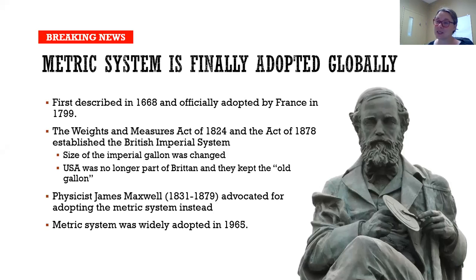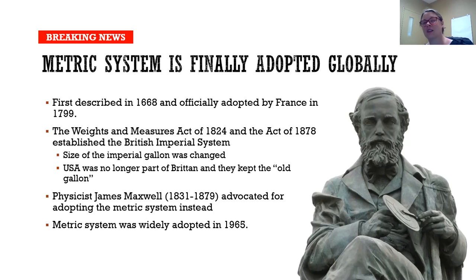Now, the metric system was first described in the 1600s. Surprisingly, it took a very long time for it to be adopted globally, and part of that was people were very used to using the imperial system, and education wasn't widely available, so it was difficult to teach people a new measurement system. I would argue that there are still parts of the world where we have difficulty teaching a new measurement system. So in 1668, they first described the metric system, and in 1799, France said it's our official measurement. So they were the first country to become metric.